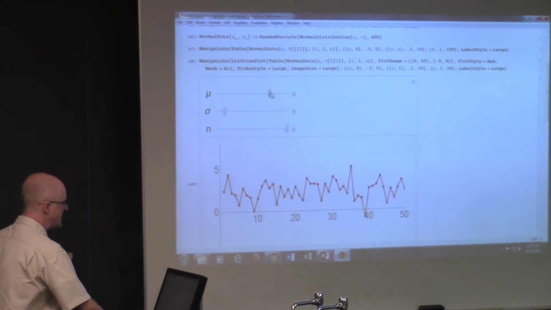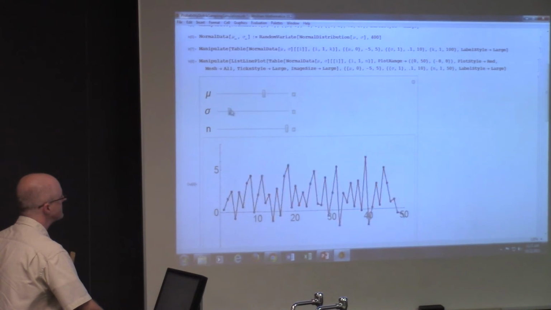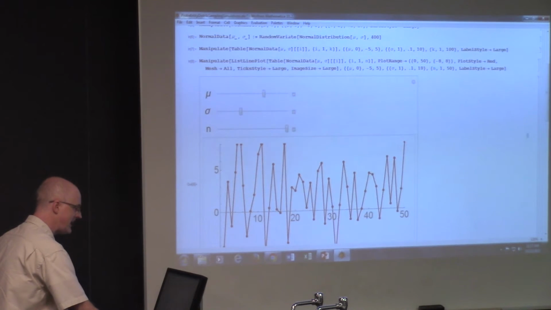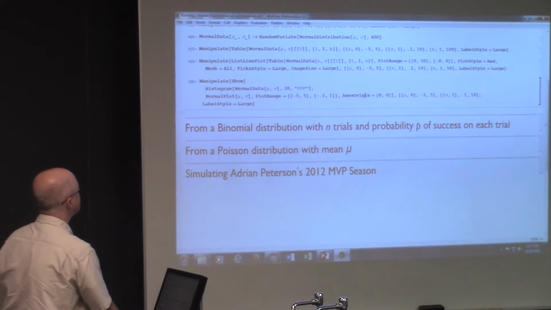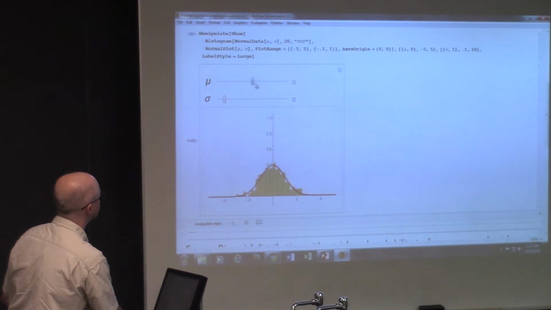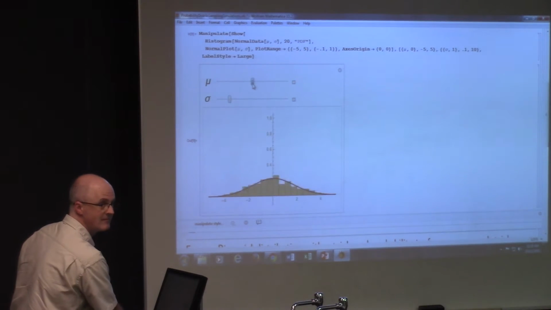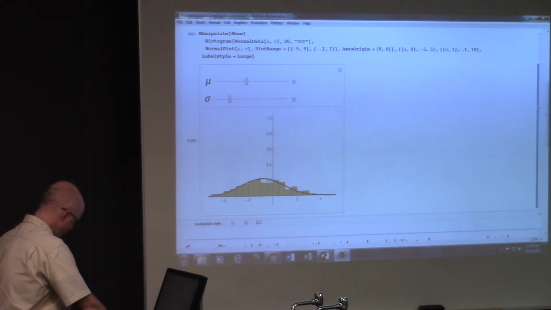I can once again change the mean and all the values go up or down, and I can change the standard deviation and I change the spread. So that was kind of fun too. I made a histogram as well that models the simulated data and compares it also to the theoretical distribution. So you've got the theoretical distribution, that's the curve that you see, and the histogram for data. And you can see that the theoretical distribution is a good model.